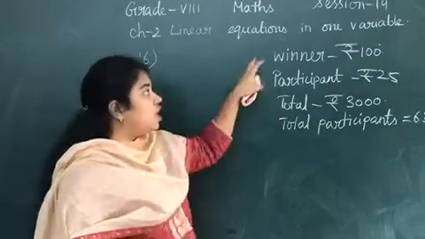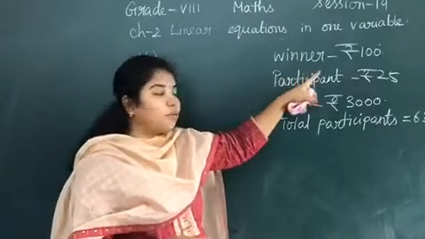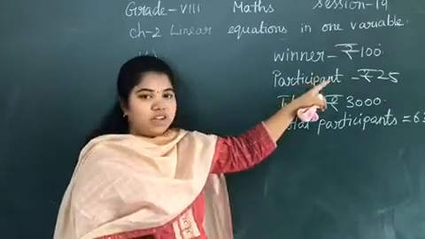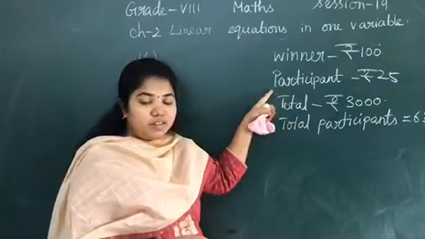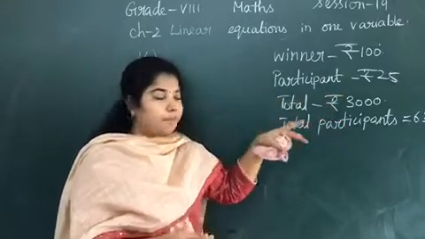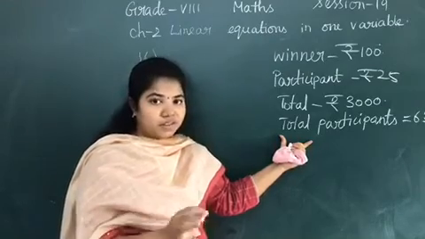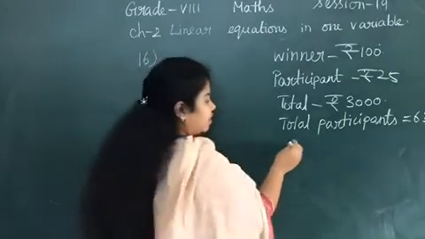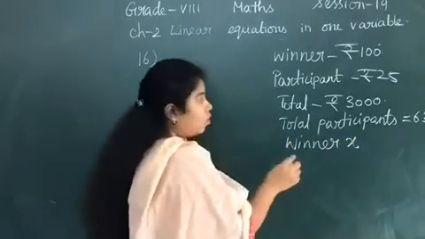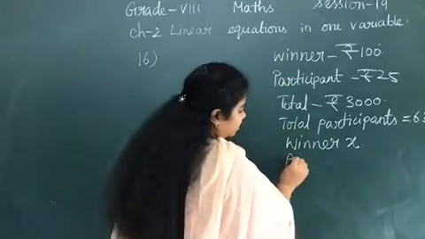Listen carefully. A competition is conducted. In that, a winner is getting rupees 100. We don't know how many winners are there, but each winner is getting rupees 100. The participants who don't win will get rupees 25. For example, 63 participants are there. Total number of participants is 63. We will consider X as the winners. Let the winners be X. Now the participants except the winners will be 63 minus X.